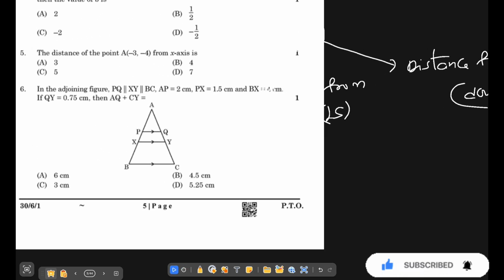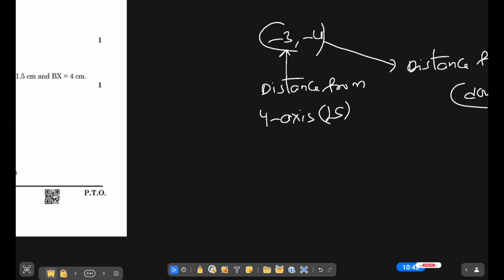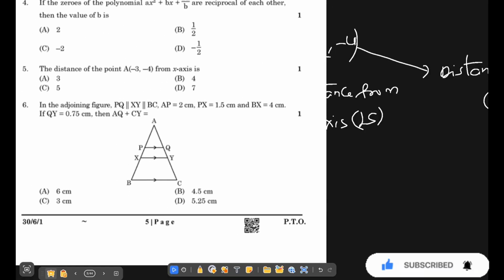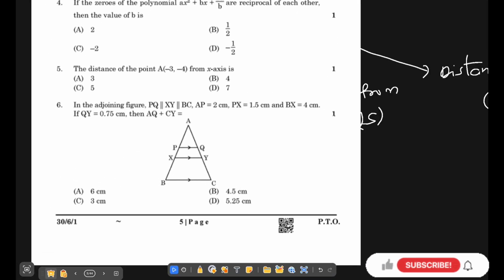The distance of point A from the x-axis. Sorry, this one, distance from the x-axis. So the y coordinate gives the distance from the x-axis. So from the x-axis it is 4 units. Which option is right here? From the x-axis it is 4 units. So option B is the right answer.